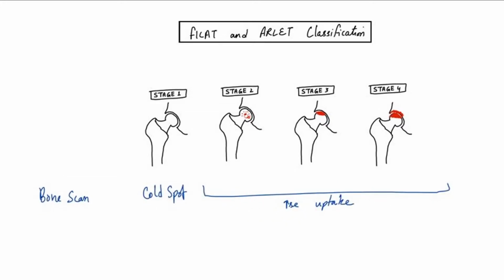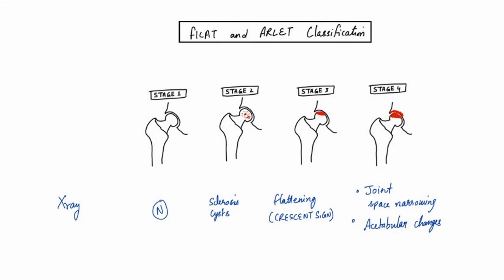If we perform a bone scan, a cold area can be seen in the femoral head. However, in the subsequent stages, increased uptake is seen on bone scan. There are no changes on an X-ray in stage 1.